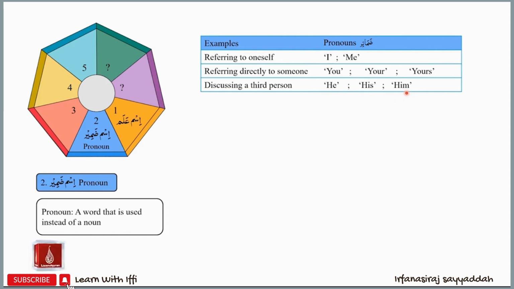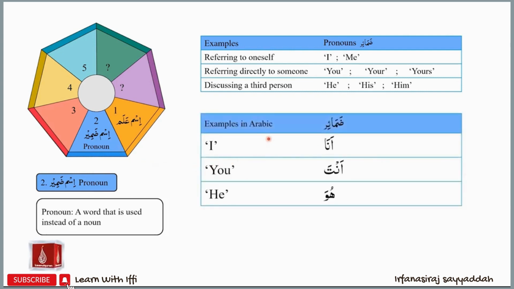We will inshallah be discussing pronouns in much more detail in the later sections. Over here, we are just introducing pronouns as an example of them being included in the category of definite ism or marifa ism. Some examples from Arabic. Ana refers to I. Anta refers to you. Huwa refers to he.